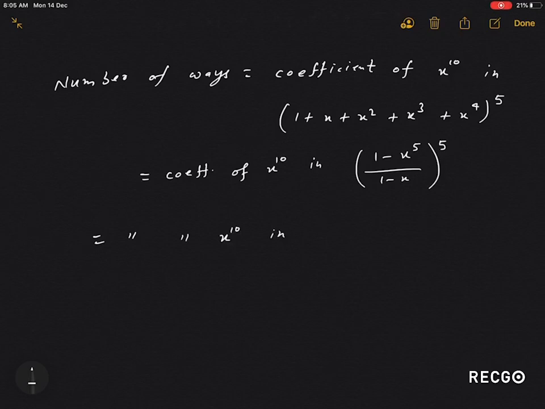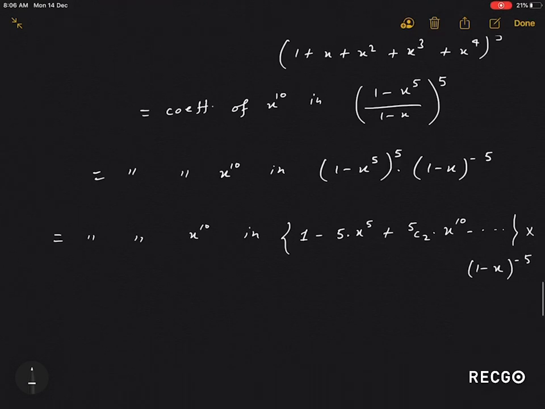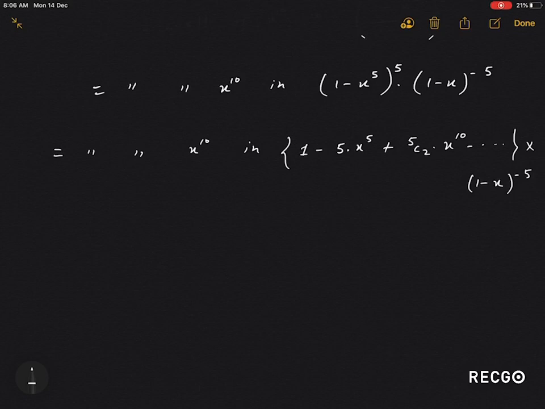So now I'm just going to express this expression in a different way. I'm writing the coefficient of x to the power 10 in 1 minus x to the power 5 raised to the power 5 into 1 minus x to the power minus 5. And using binomial theorem, if you expand 1 minus x to the power 5 whole to the power 5, then this is equal to the coefficient of x to the power 10 in, as you know, 5c0 is 1, so 1 minus 5c1, which is 5, into x to the power 5 plus 5c2 into x to the power 10. And I'm ignoring the higher terms containing powers of x because we don't have to consider them. They are not going to produce any coefficient of x to the power 10.